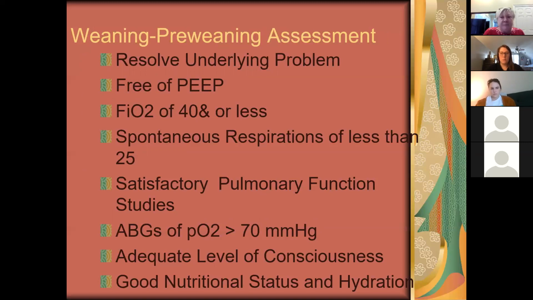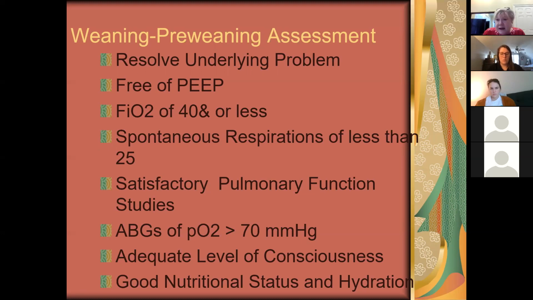They have to be free of PEEP. If PEEP is what's keeping them from being hypoxic, then they're not ready to come off the ventilator. So they have to be free of PEEP. Their FiO2 has to be 40% or less. If they need a higher FiO2 than that, they're not ready to be weaned.